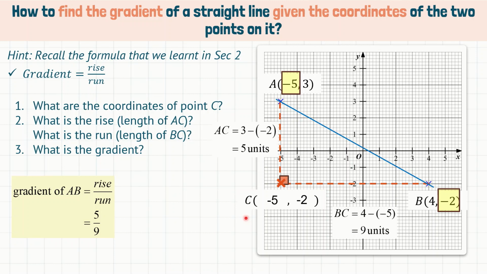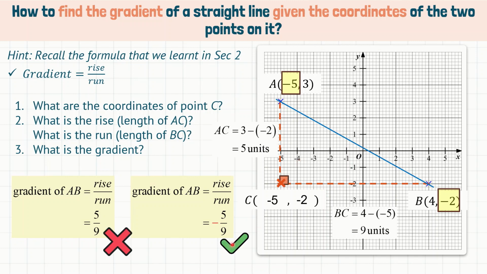Okay, but 5 over 9 wouldn't be the correct answer, because right at the beginning, I mentioned that this is a downward sloping line, therefore it must be negative in gradient. So what we have previously learned is that if it is downward sloping, we need to intentionally put in the negative sign over here. So our answer for the gradient of AB would be negative 5 over 9. So the one on the left is not correct. The one on the right is the correct answer.